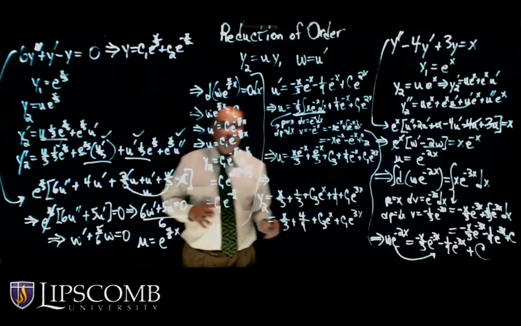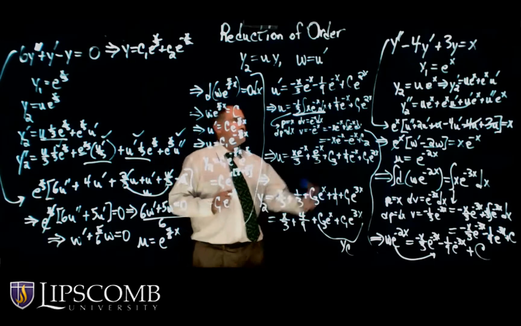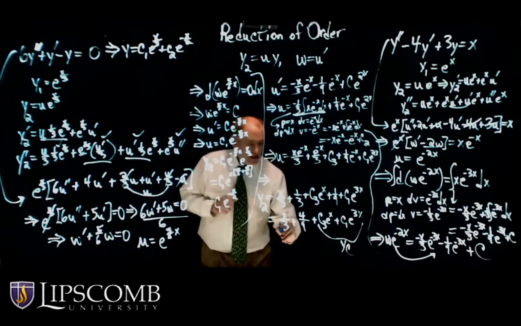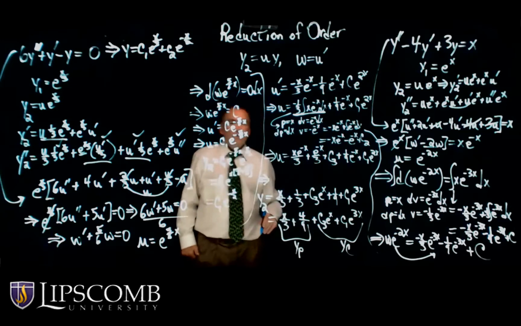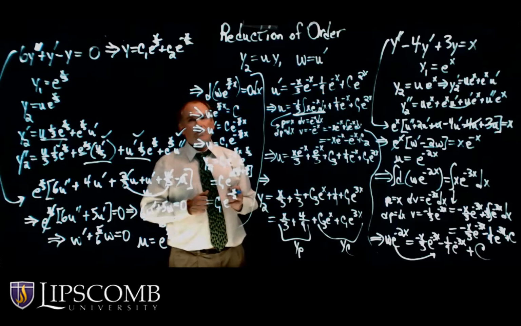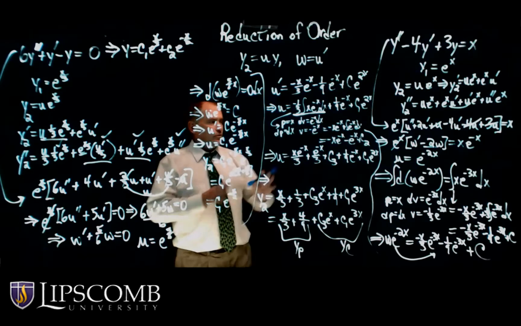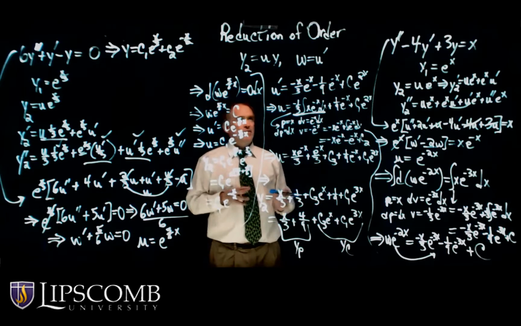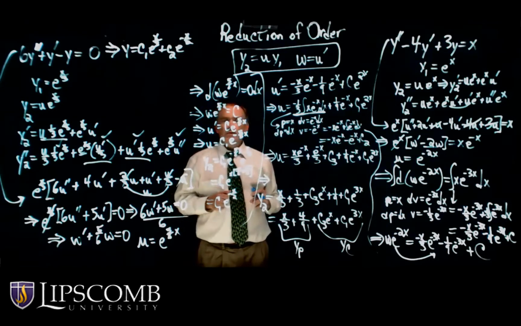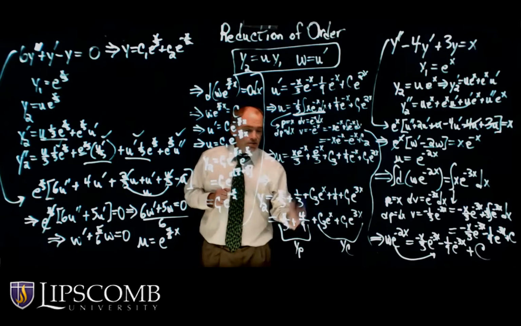Now here's what I want you to notice. This is the y sub c. That's the complementary solution. Second order, I have two linearly independent solutions. This is the y sub p. So what do I have in essence? I have the general solution to this differential equation. This is the general solution using this reduction of order. So a lot of stuff going on here. But the main thing is to use these substitutions, and you end up with another linearly independent solution for the homogeneous case. And if you have a non-homogeneous case, you end up with the particular solution.